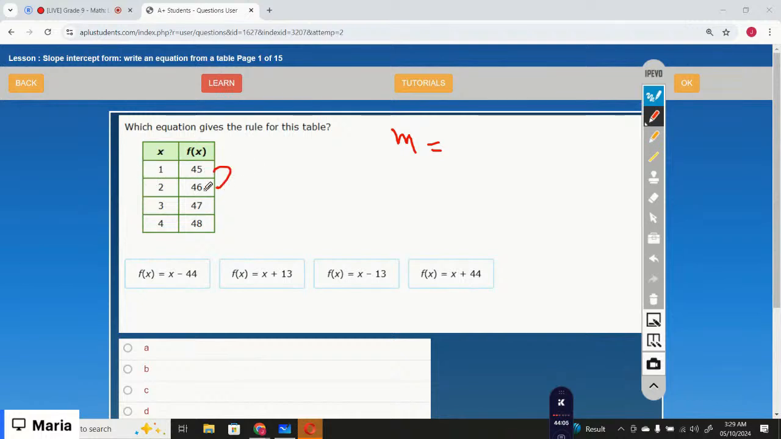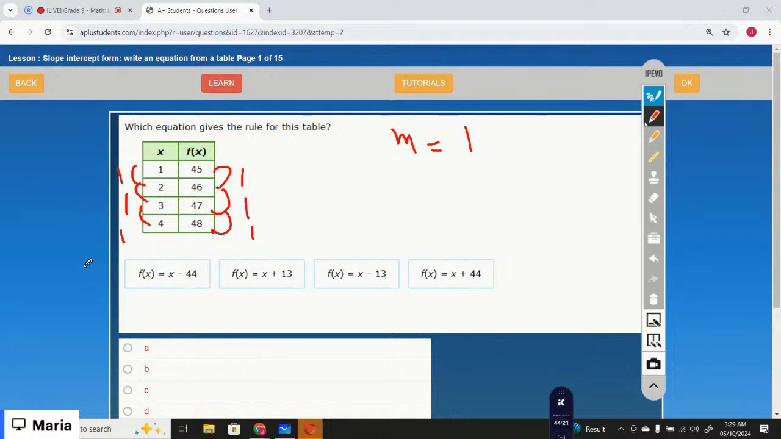So here is y. 46 minus 45 is 1. 47 minus 46 is 1. 48 minus 47 is 1. The x values: 2 minus 1 is 1, 3 minus 2 is 1. Right? So that means the slope is 1.